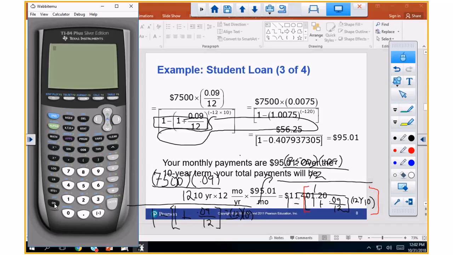All right, 0.09 divided by 12, and that's multiplied by 7,500. Did somebody write down what I got? Did I get 56.25? Let me look. Where is alpha N? Alpha N is the numerator.